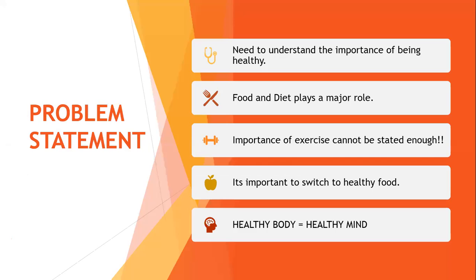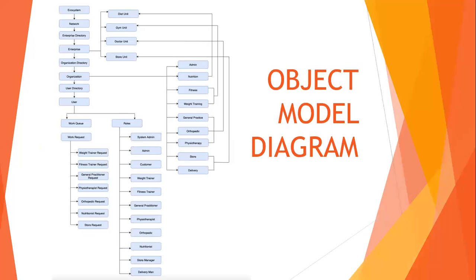The problem statement emphasizes more on the importance of exercise and healthy food. So this is our object model diagram. This is the ecosystem followed by network, followed by enterprise, directory, and so on. The work request is used to handle the request corresponding to the particular roles. So these four are our enterprises: diet unit, gym unit, doctor unit, and store unit.